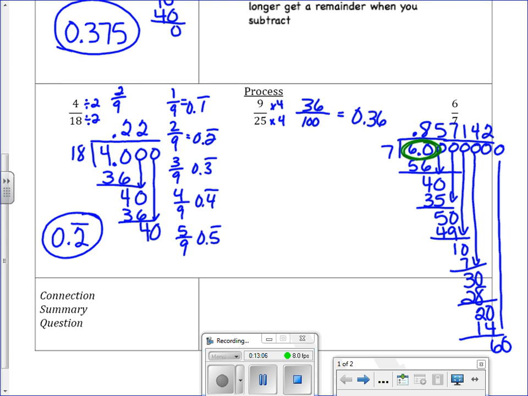So I'm going to go ahead and round this decimal off. And I'm going to say the answer is 0.857, and just leave it at that. We have additional numbers if we need, but I don't think we need to do that.